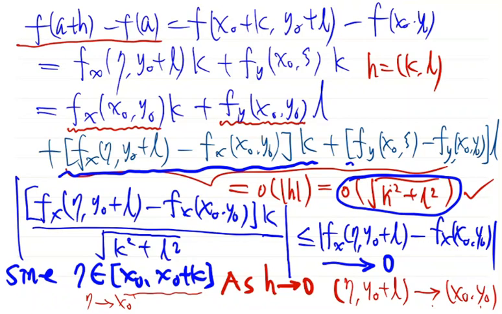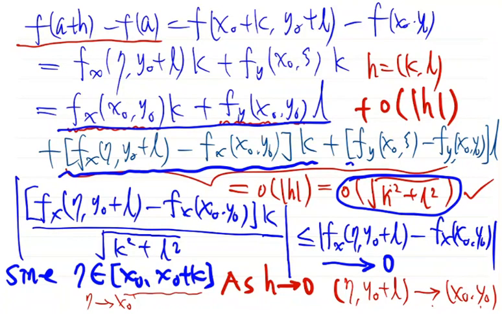So in conclusion, f(A+h) − f(A) is a linear combination of k and L plus a higher order term in the norm of h. Okay. So this proves that f is differentiable at A. This concludes the proof of this theorem. Okay.